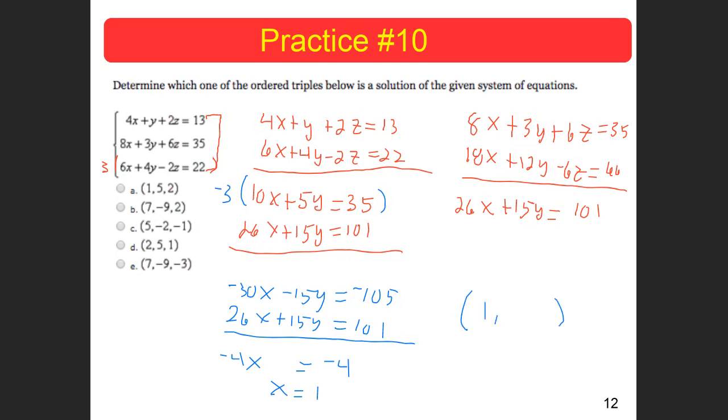Now to find my y value, I just go up to one of the two equations. I'm going to take this one, I'm going to put 1 in here. So it gives me 26 plus 15y is equal to 101. I'm going to subtract 26 off there, and I'm just going to do my work over here so I don't make a mistake. So that gives me 75. So if I put that in there, I end up with 15y is equal to 75. What is that, 5 for y? So my y value is 5. And then if I plug the 1 and the 5 up into one of these original equations, I end up with 2 for my z value.